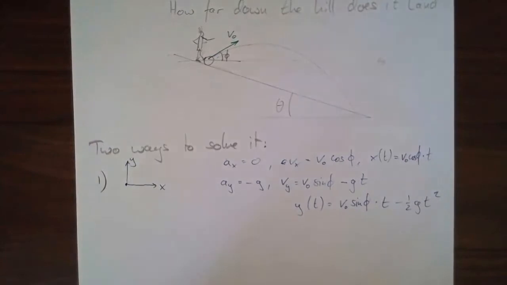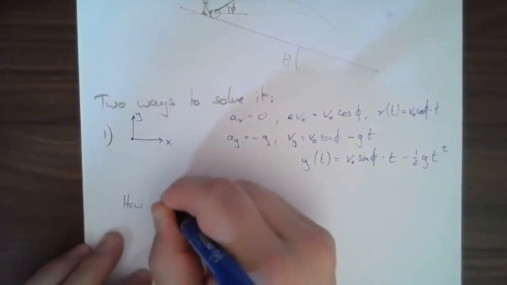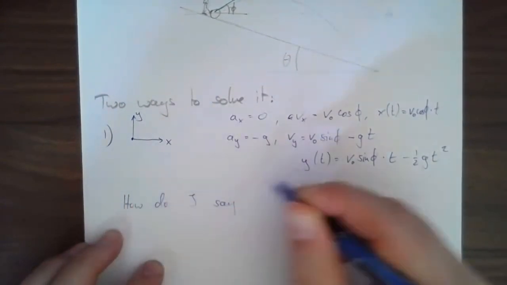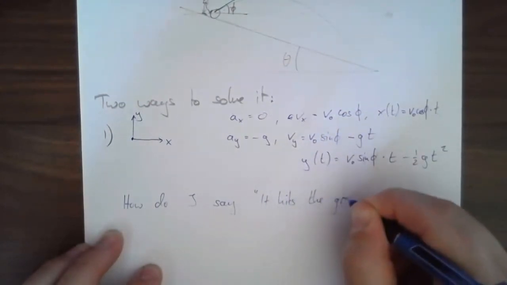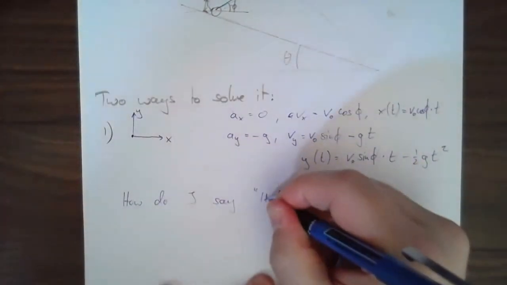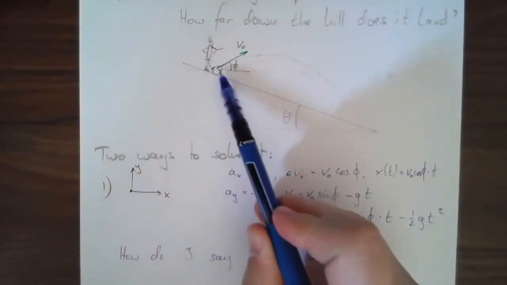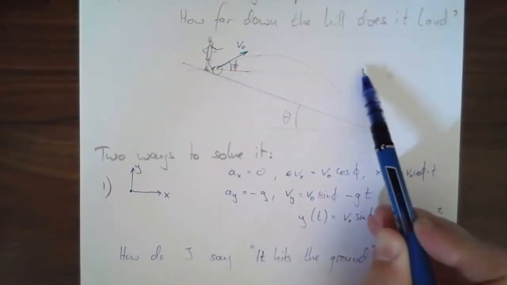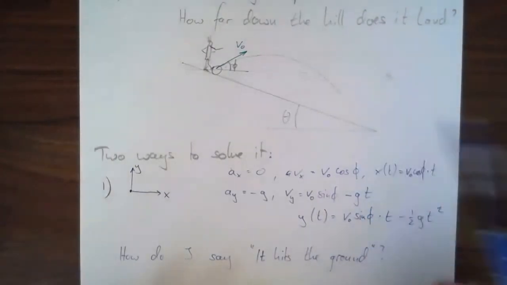Okay, so that's all well and good, but then how do I express the statement it hits the ground? Right, that's the tricky part in this case. That's what makes it different from a standard projectile motion problem. I'm not going to say y equals 0, because y equals 0 is this line here. Well, when the ball is over here, that's not the right point in time. How can I say when it hits the ground?